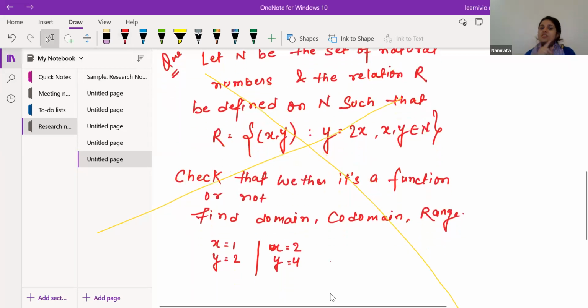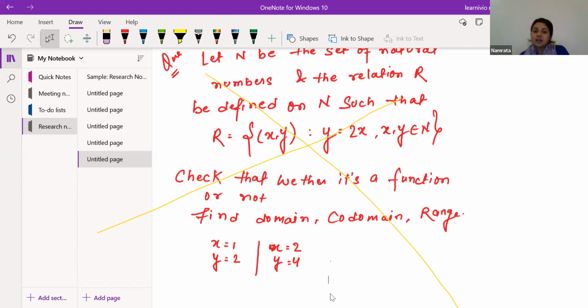So here, when x is 2, y is 4. When you take x = 3, you get y = 6. So this way, whatever x you take, you will get a different y. That means it's a function, right? For one x value, you will not get two different y values. Is it possible here that you take an x value and get two different y values? Yes, ma'am. So this is a function.